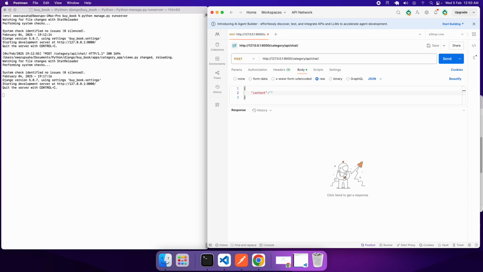For example, I would like to know something about the linear equation. So tell me about one variable linear equation. Okay, and I'm going to put this question. Now the moment I submit the data, you will notice something.